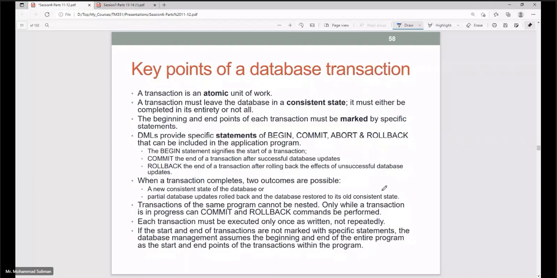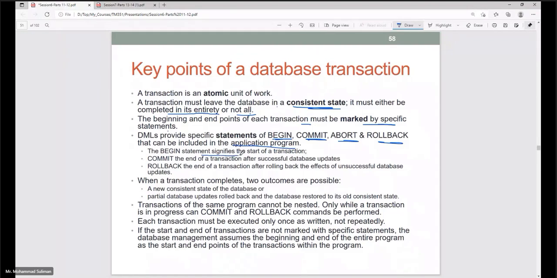A transaction must leave the database in a consistent state. It must either complete in its entirety or not at all. The beginning and end points of each transaction must be marked by a specific statement. Data manipulation language provides begin, commit, abort, and rollback that can be included in the application program.